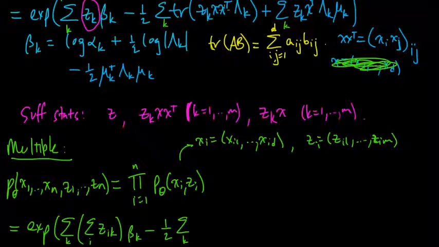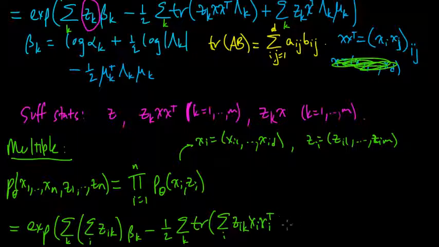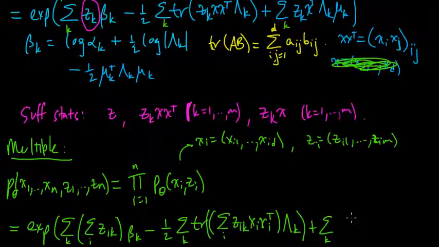The sum over i traces linear operation, so the sum over i moves through here, and we get the trace, sum over i, z_ik, x_i transpose, times lambda_k. Multiplication of matrices is linear. Oh wait, that should be trace. I want to pull that together, and then that's the trace of this product. Okay, and then we get one more here, sum over k.